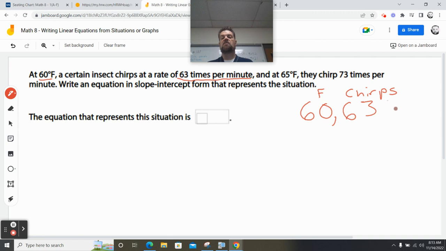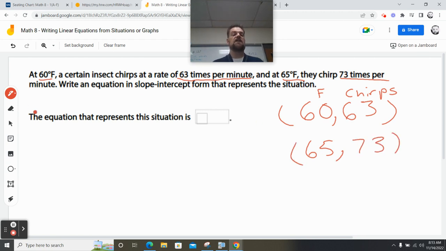How do I know that? Because the very next line says at 65 degrees Fahrenheit, they chirp 73 times per minute. So we're going to say 65, comma 73. And it says write an equation of a line. Well, if I have 2 points that will be on the line, I can find the equation of the line.